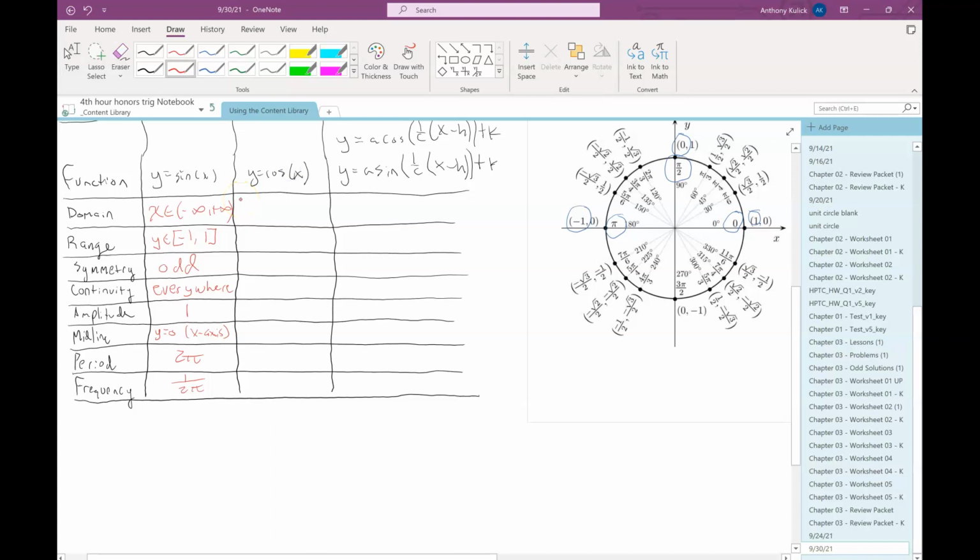So the domain for cosine has got to be the same as sine, right? The range for cosine was the same as sine, right? Again, basically just going to be the smallest x-coordinate from the unit circle, -1, and the biggest x-coordinate, +1. It's x-coordinates because those are the outputs for cosine theta, right?